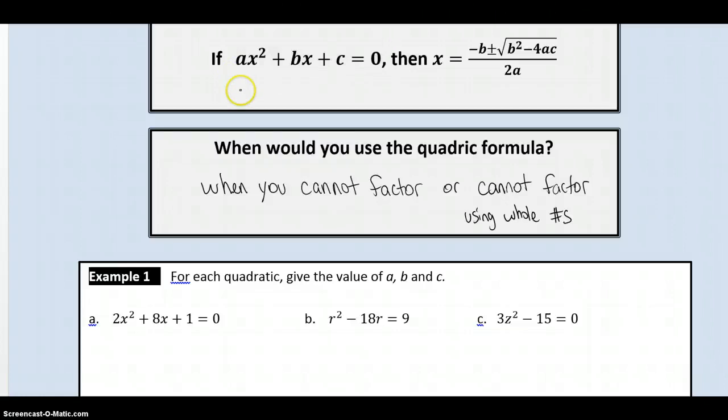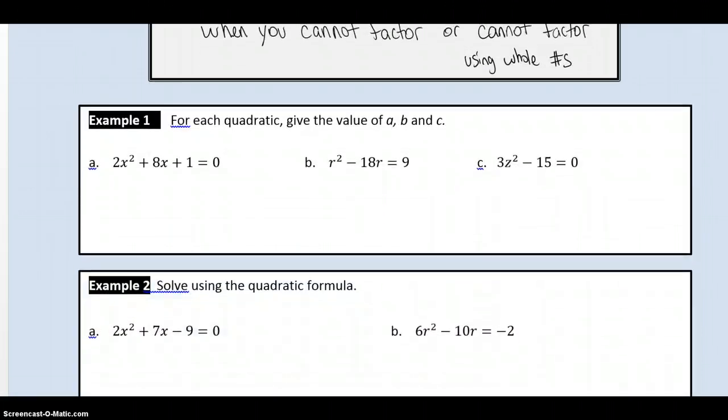You can see here is where you get the value for A, here is where you get the value for B, here is where you get the value for C. So my suggestion every time, like is going on in this first example, is you always write down what is A, what is B, and what is C. So on this example, A is 2. That's always whatever the coefficient of the x squared. B is 8. That's the coefficient of the x. And C is the constant, which is positive 1.